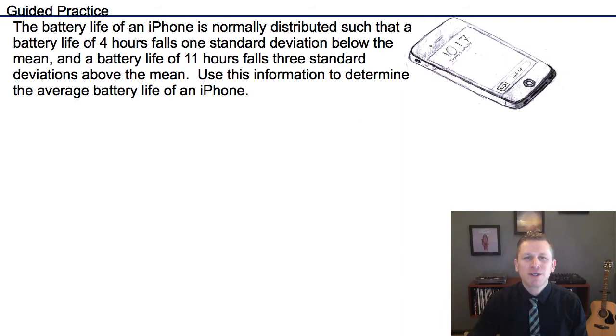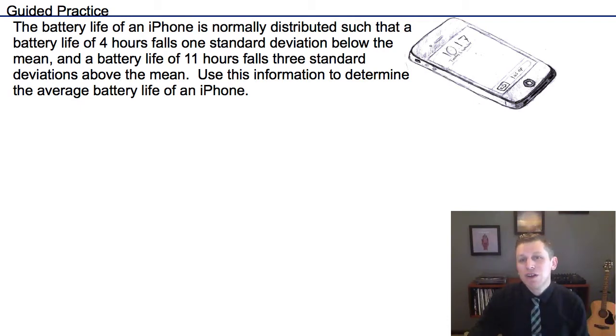In this problem here, we're talking about the battery life of an iPhone, and it's normally distributed such that the battery life of 4 hours falls 1 standard deviation below the mean, and a battery life of 11 hours falls 3 standard deviations above the mean. We want to use this information to determine the average or mean battery life of an iPhone. Notice here that they didn't give us the standard deviation or the mean, but they gave us other values that lie on the normal distribution curve.